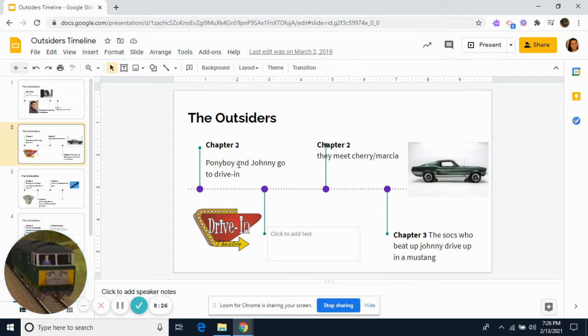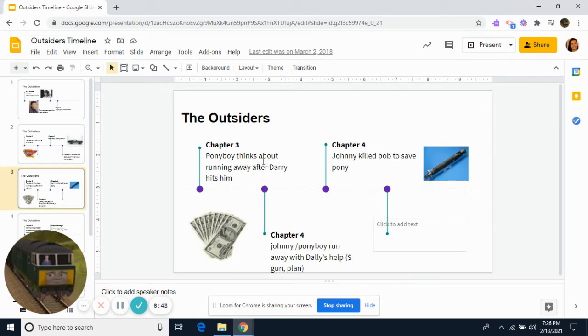Chapter 2. Ponyboy and Johnny go to the drive-in theater. They meet Cherry and Marcia. Chapter 3. The Socs who beat up Johnny drive up in a Mustang. Ponyboy thinks about running away after Darry hits him. Johnny and Ponyboy run away with Dally's help, with money, a gun, and a plan. Chapter 4. Johnny killed Bob to save Pony.